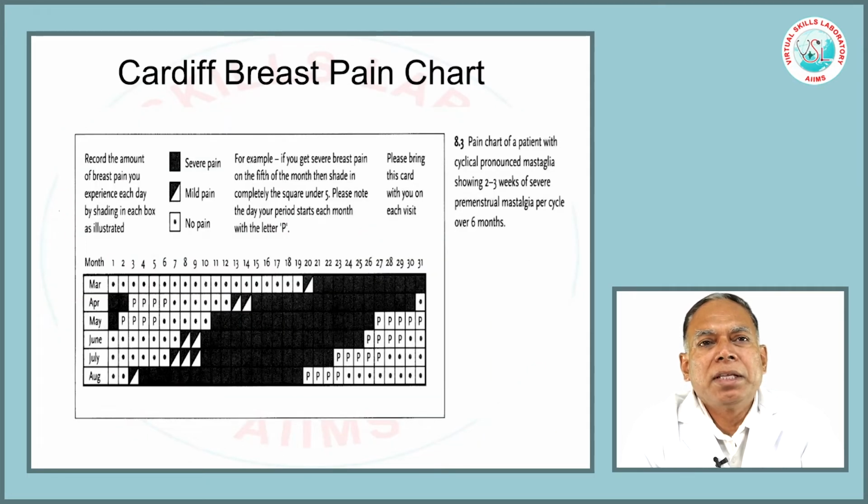Traditionally, pain experience is recorded on the Cardiff breast pain chart. Since a large number of studies on breast pain have been carried out in the Cardiff Mastalgia unit, this pain chart is presented on this slide. Here the lady records her daily pain experience, filling one full black box if pain is severe, half black box if pain is mild to moderate, and just a dot on the day when she has no pain. The day of menstrual flow is depicted here as letter P.